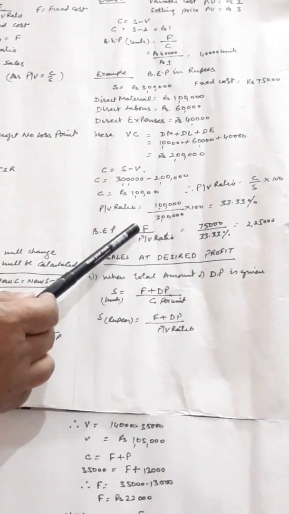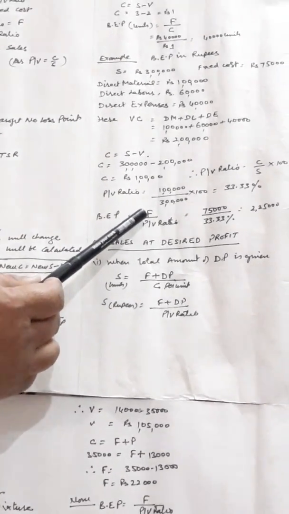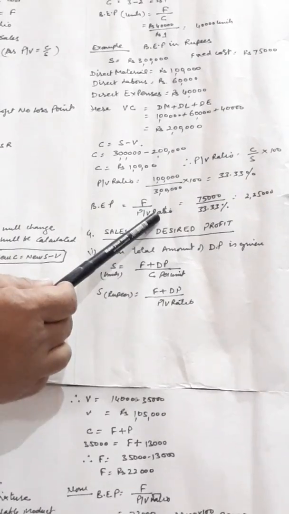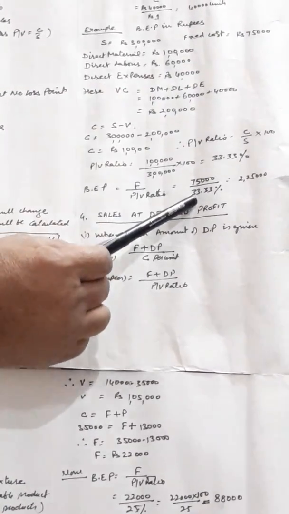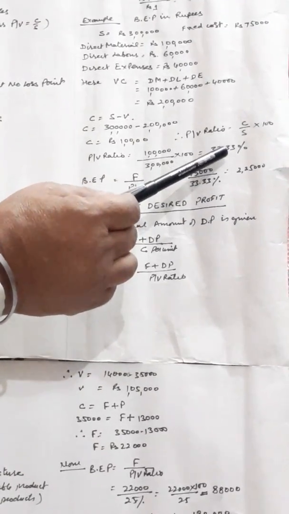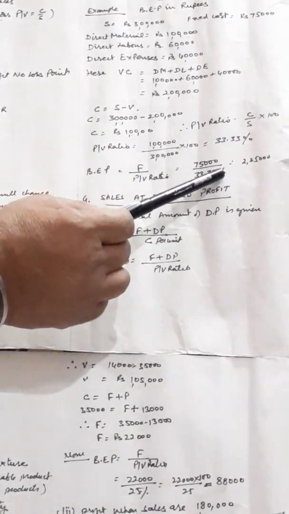Then break-even point. Here we will rewrite the formula again: fixed cost upon PV ratio. Fixed cost, it is given in the question, 75,000. PV ratio we just calculated, 33.33%.